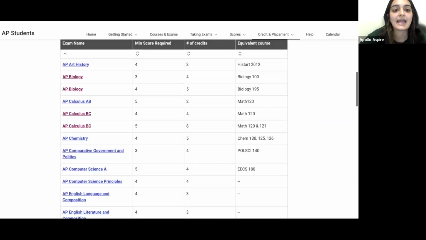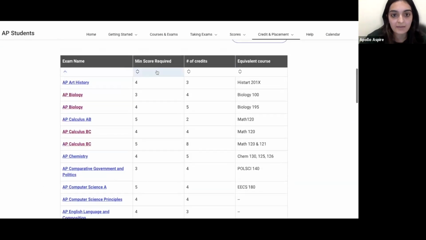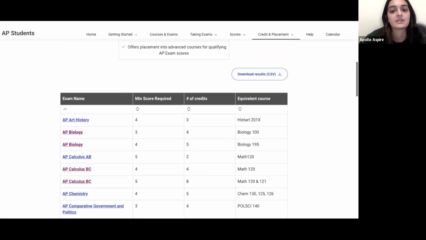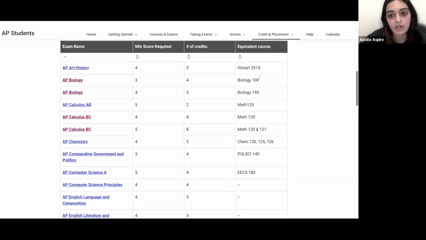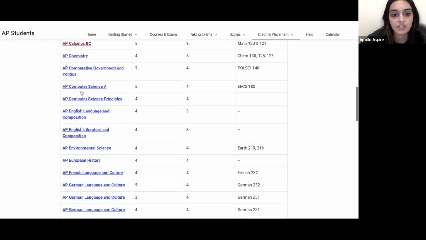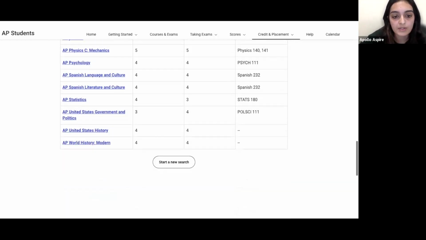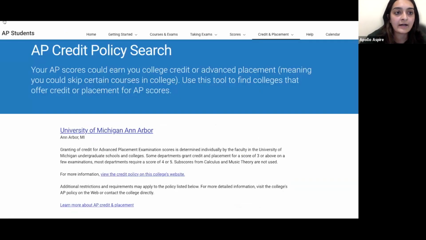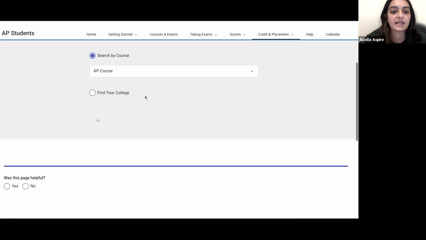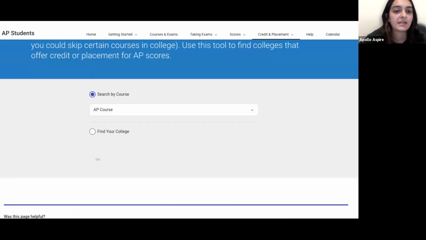And I can see exactly which course this is talking about, the minimum score required to get credit at the specific university, which is Michigan, the number of credits I will receive, as well as the equivalent course for the University of Michigan. So you can see these are all the courses that they accept. And of course, you can play around with this website and look through different courses and colleges. So we really recommend utilizing this.